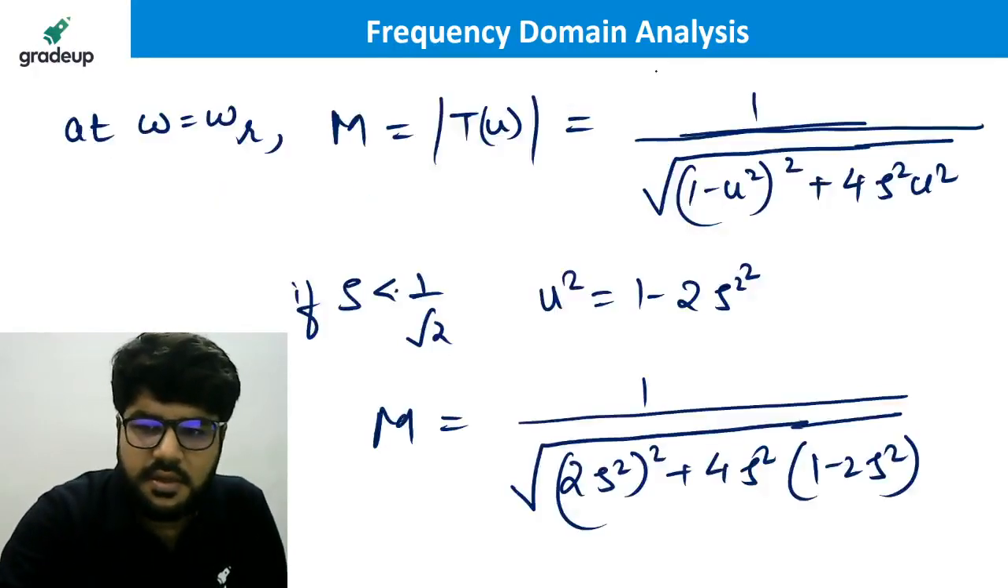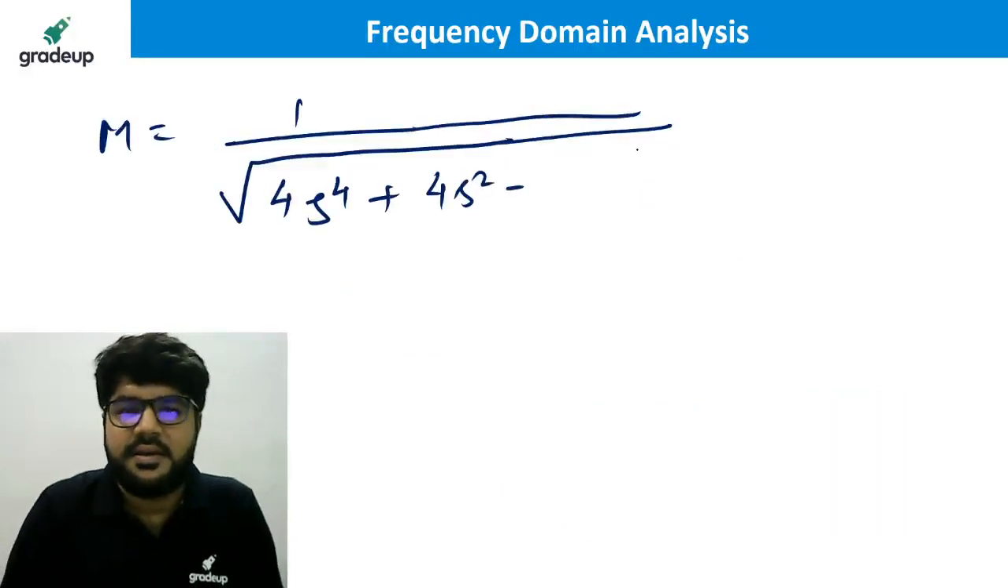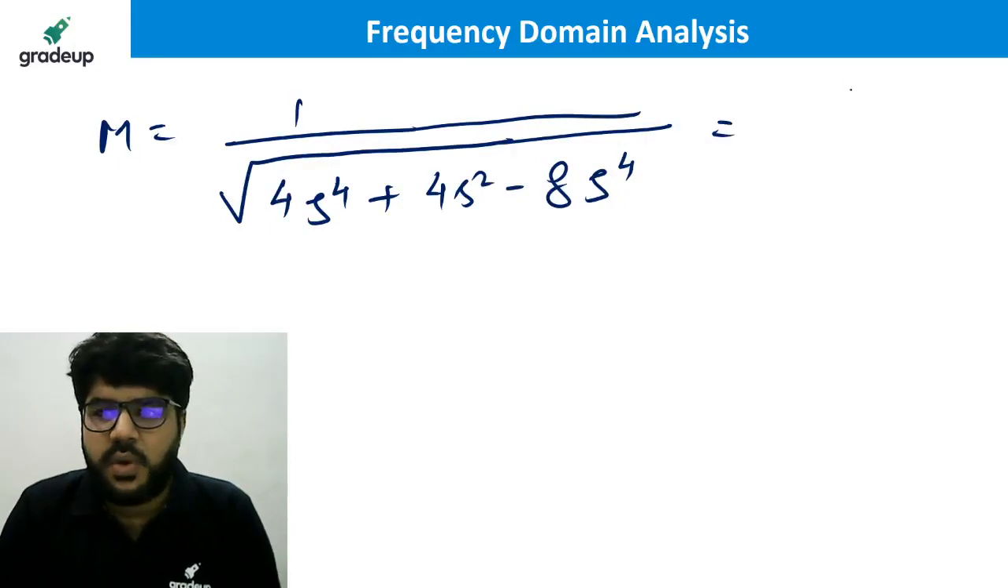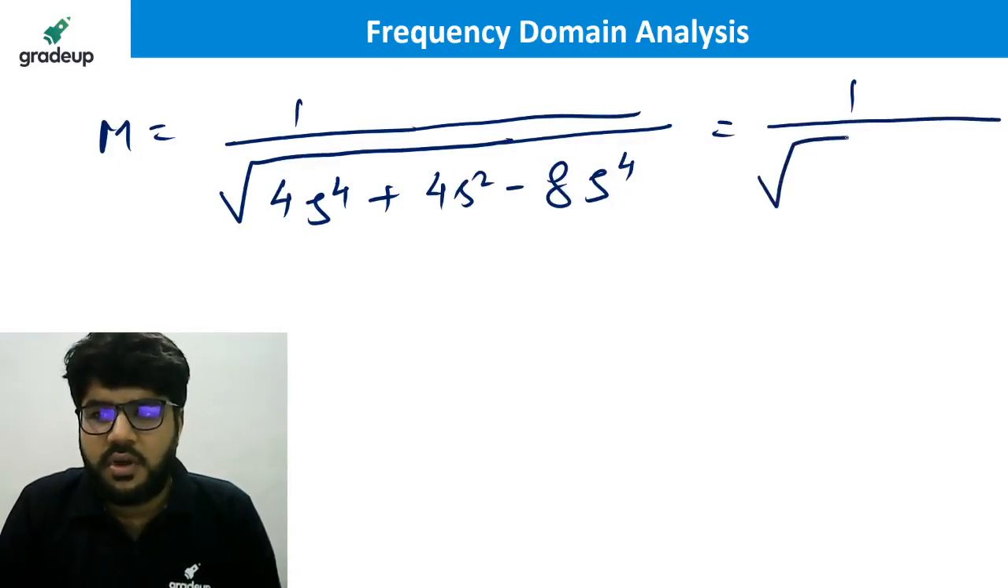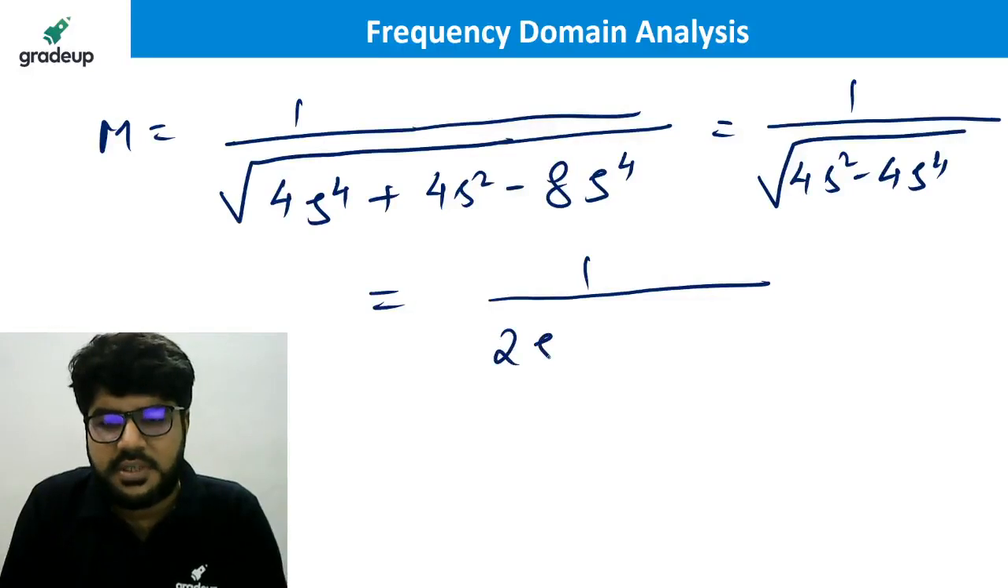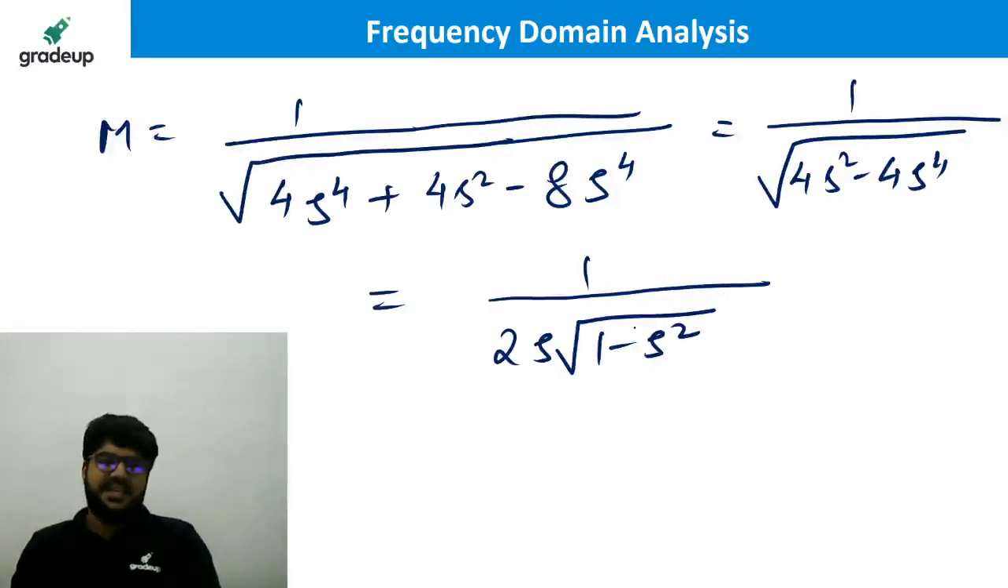minus 8 zeta power 4. Finally, this is 1 upon under root of 4 zeta square minus 4 zeta power 4. Take out 4 zeta square common, and after taking the under root, that 4 zeta square will become 2 zeta root 1 minus zeta square.